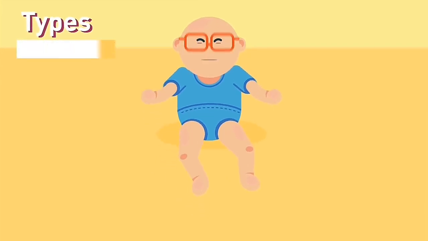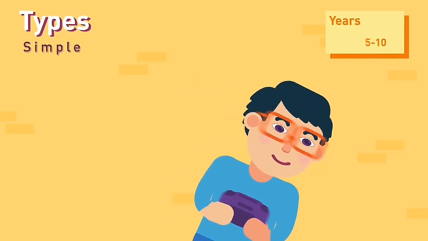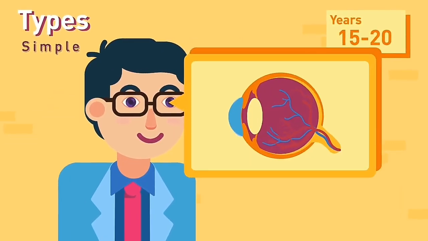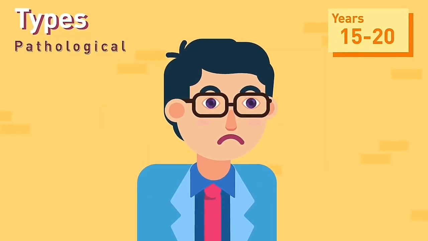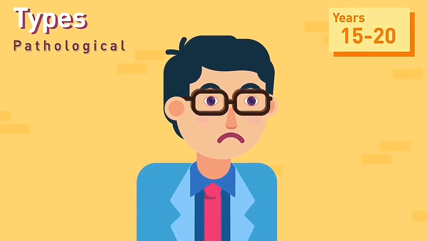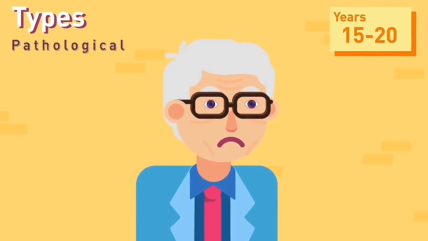Types. Congenital, from birth. Simple: most common, starts from 5 to 10 years till 15 to 20 years and is mostly due to a curvature or length problem of the eyeball. Pathological: hereditary, progressive, and is due to degenerative changes in the eyes.